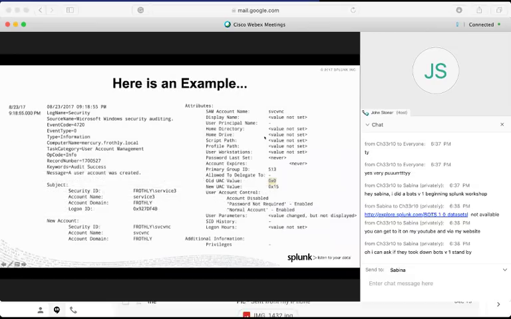So what does it look like? I put this in 2 columns just to make it a little more readable. On the left-hand side, there's the subject, the security ID of service prompt 3. Service 3 was the account name. The new account itself is called SVCVNC. And then on the right-hand side, I have a bunch of attributes, and a lot of those attributes are value not set, value not set, value not set. Looks pretty plain and kind of boring, but that's what it looks like.